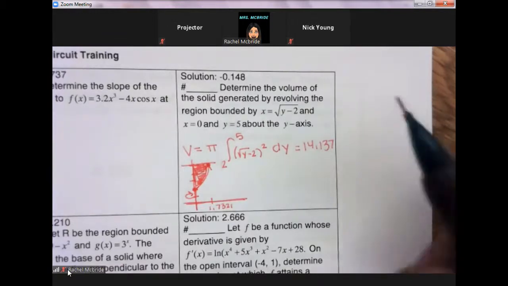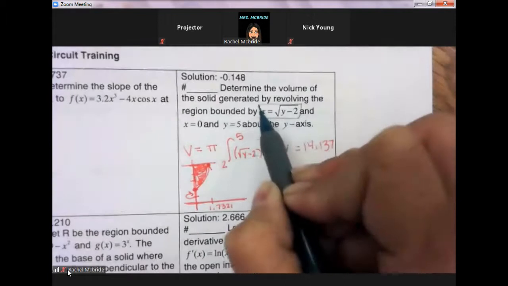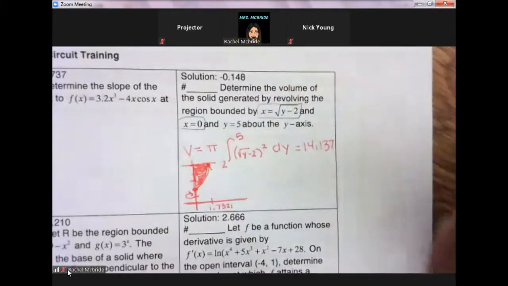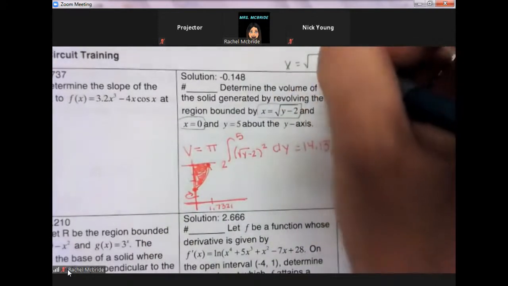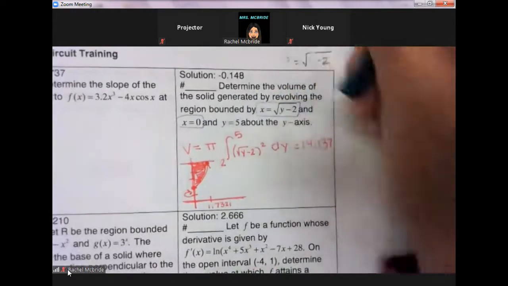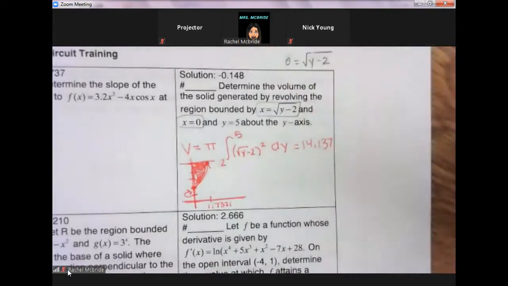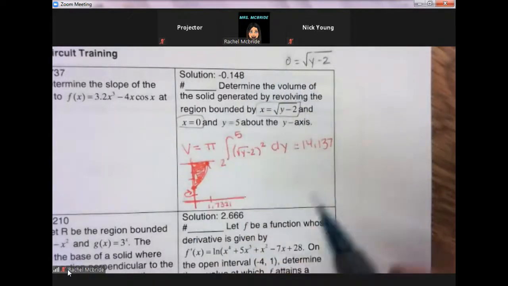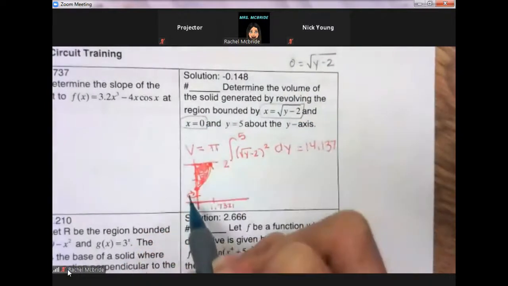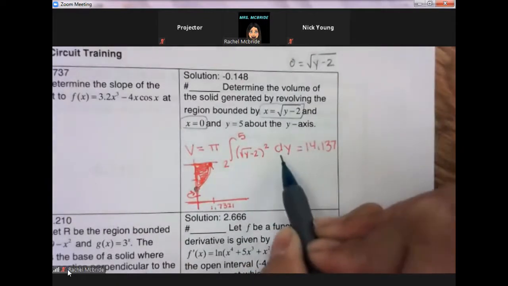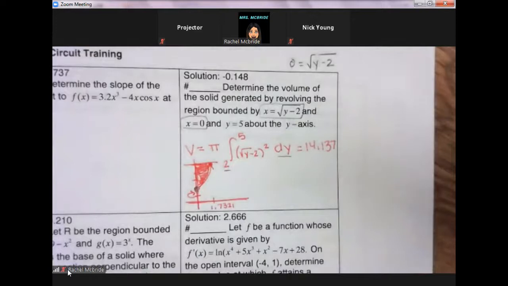Because the graph right here, x equals the square root of y minus 2. Because it said x equals 0, if you plug in x equals 0, you get 0 equals the square root of y minus 2. So then you work backwards and solve for y. So I squared both sides, and I got y minus 2, so I added it. So what I found was that the starting point of my graph was at 0, 2. So since I was integrating with respect to y, my y value needed to be 2.